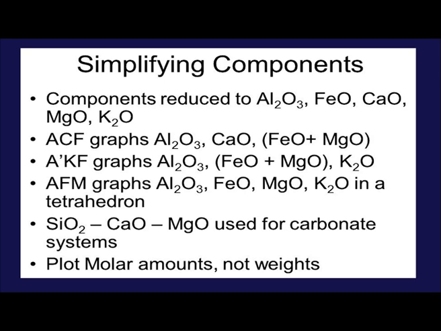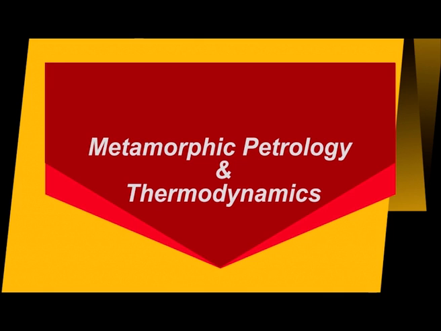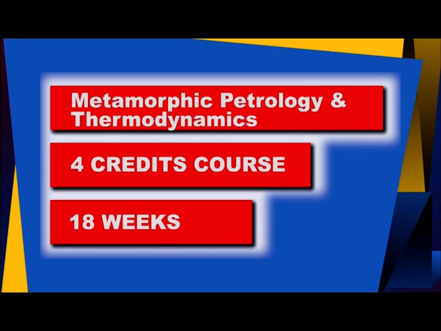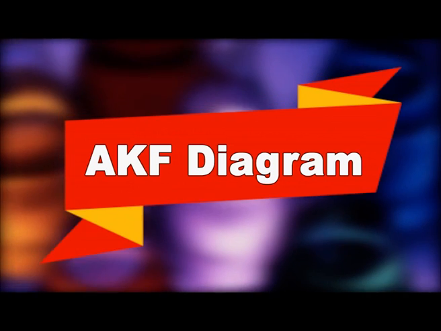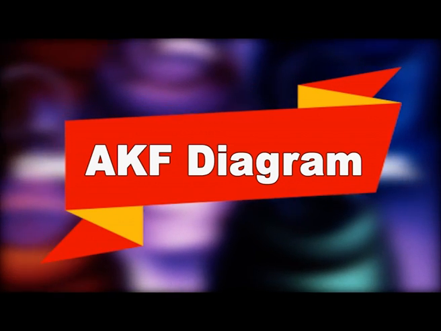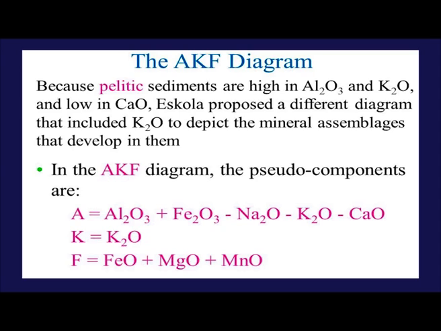AKF graph: Al2O3, FeO plus MgO, K2O. Pelitic sediments are high in Al2O3 and K2O and low in CaO.